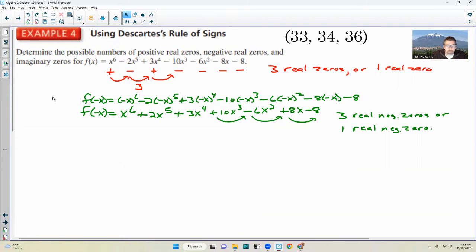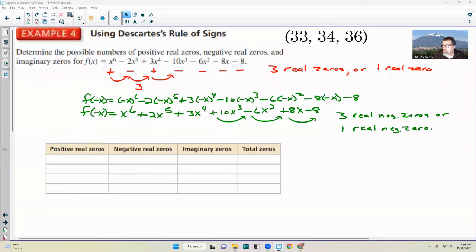So once we do that, let me bring a table in. Okay, so here's a table. We can have positive real zeros, we can have negative real zeros, we can have imaginary zeros, and we can have a total of zeros. Looking at the first term, 6, 5, 4, 3, 2, 1, 0. This is in standard form, and the first term's power, the degree, tells us how many total zeros there are. So my total always has to be 6, because that's the degree of the polynomial.